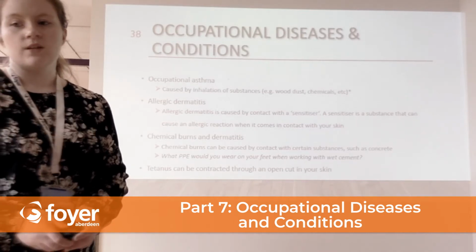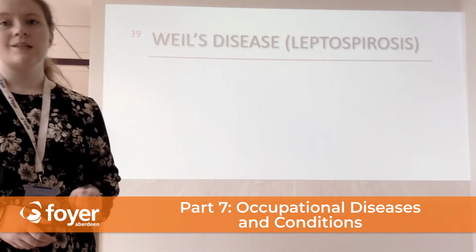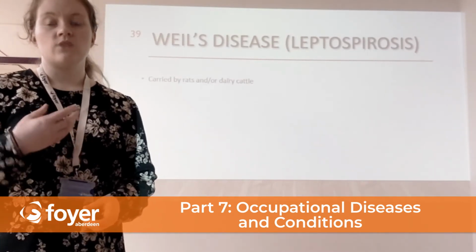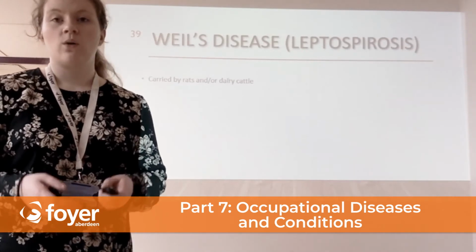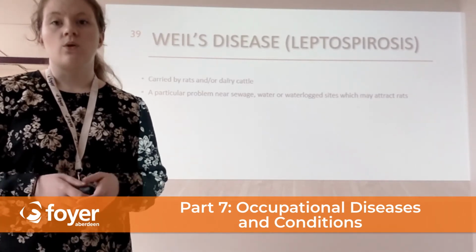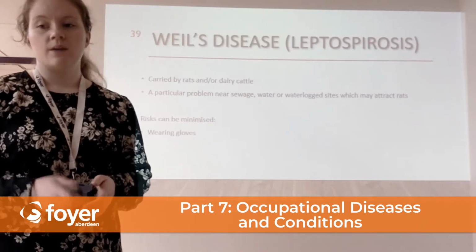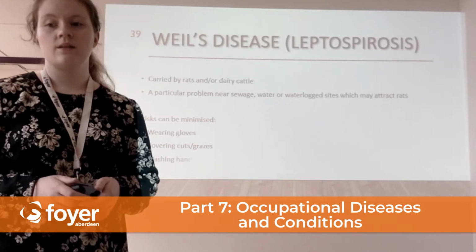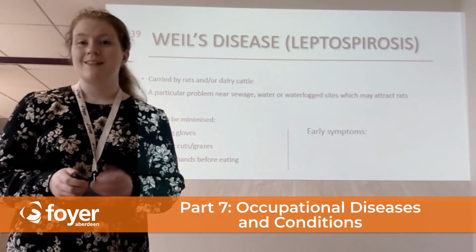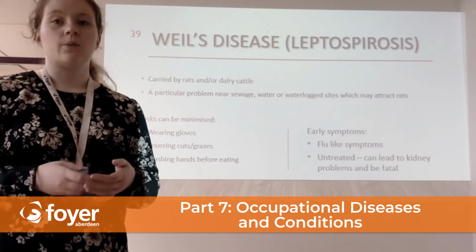Tetanus can be contracted through an open cut in your skin as well, so that's another important one to remember. Weil's disease, otherwise known as leptospirosis, is something that you can come across whilst you're on construction as well, as it is transmitted through rats and dairy cattle. So if you're working with water or water-flow sites and sewage, you need to be very cautious of things like leptospirosis. Risks for it can be minimised by wearing gloves, covering cuts and grazes, and washing hands before you're eating. Symptoms of it are very similar to influenza, the flu, and if it's left untreated, it can actually lead to kidney problems and be fatal.